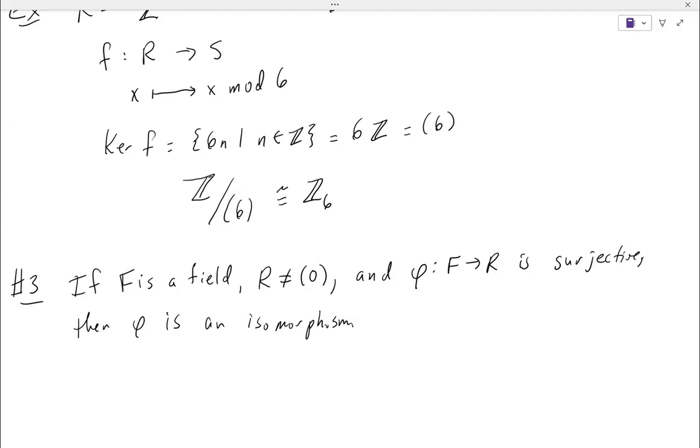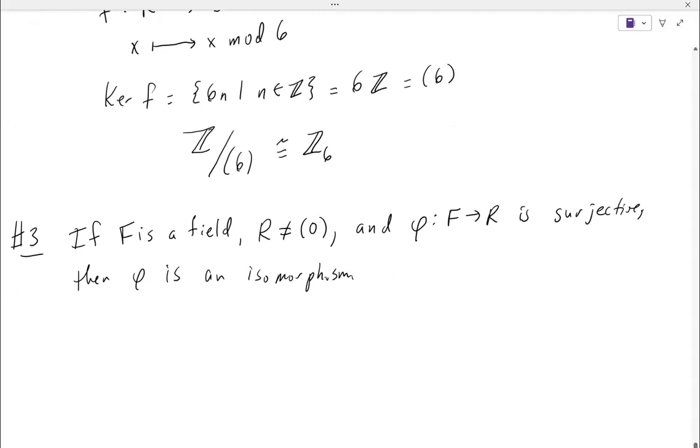We want to prove that phi is an isomorphism. Well, how can we show that phi is an isomorphism? So let's think about a couple of things before we get there. And this is more of a conceptual idea. Let's talk a little bit about the conceptual stuff here.